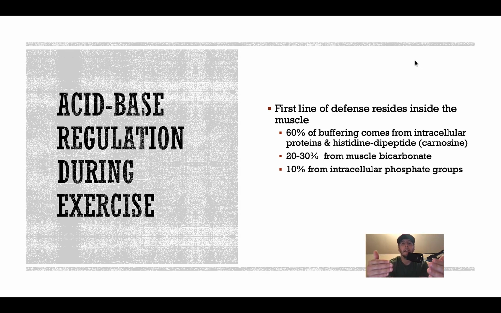As we're making this acid, we have two lines of defense to really think about. Our first line of defense is going to be residing within our muscle, right? Because that's where we're producing it. We need to be able to buffer some of the hydrogen ions that we're producing. We're going to do that inside the muscle. So about 60% of that buffering capacity is going to come from intracellular proteins and histidine dipeptide or carnosine. 20 to 30% is going to come from muscle bicarbonate, and then 10% is going to come from intracellular phosphate groups, right? Just know that the bulk is going to be coming from intracellular proteins and histidine dipeptide or carnosine.